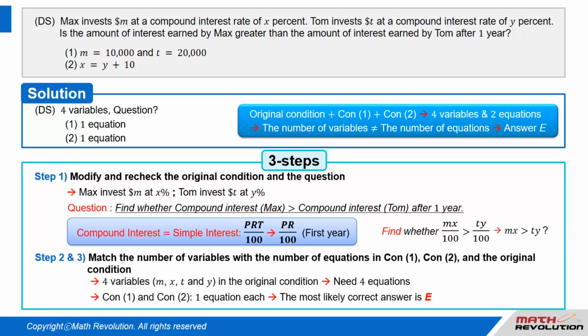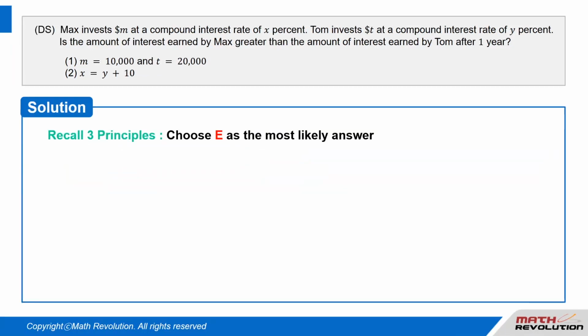Follow the second and the third step. From the original condition, we have 4 variables, M, X, T, and Y. To match the number of variables with the number of equations, we need 4 equations. Since conditions 1 and 2 will provide 1 equation each, E would most likely be the answer. Recall 3 principles and choose E as the most likely answer.